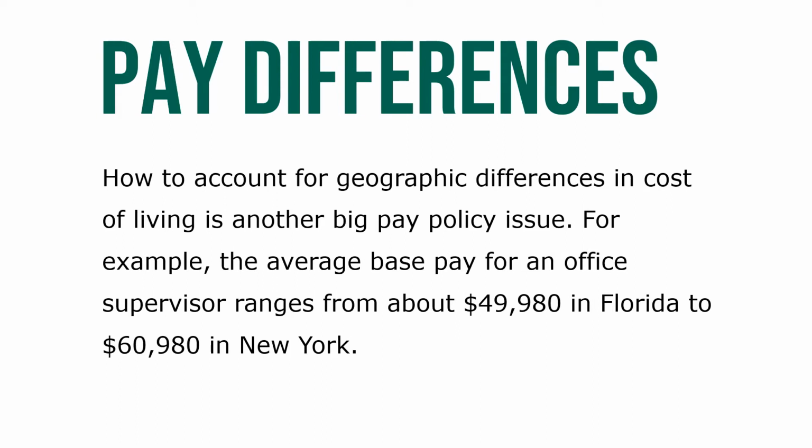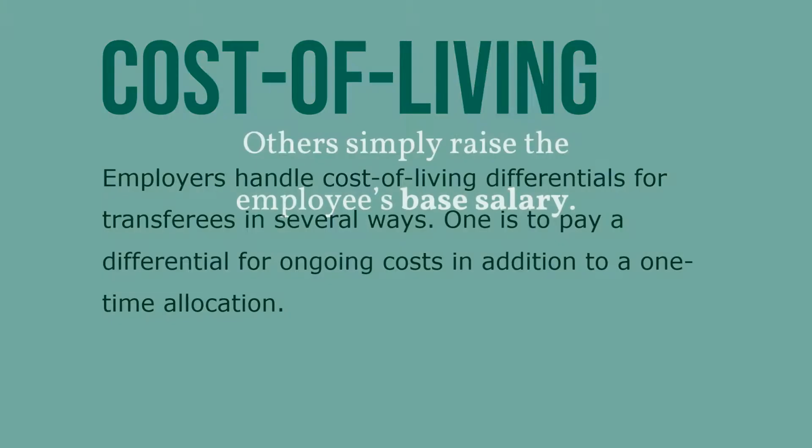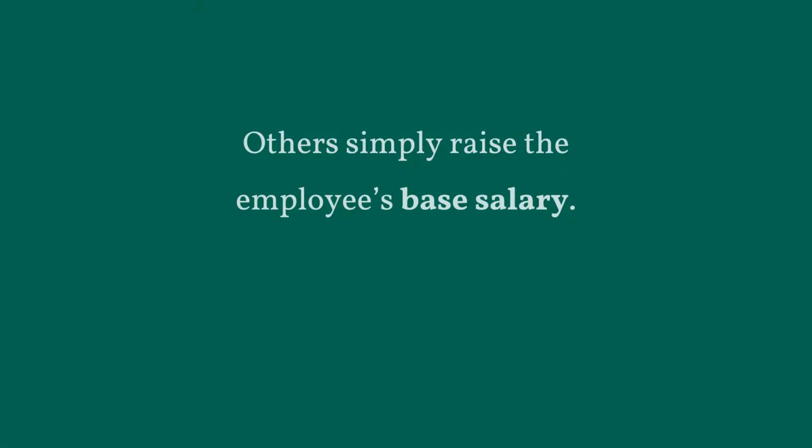How to account for geographic differences in cost of living is another big pay policy issue. For example, the average base pay for an office supervisor ranges from about $49,980 in Florida to $60,980 in New York. Employers handle cost of living differentials for transferees in several ways. One is to pay a differential for ongoing costs in addition to a one-time allocation. Others simply raise the employee's base salary.